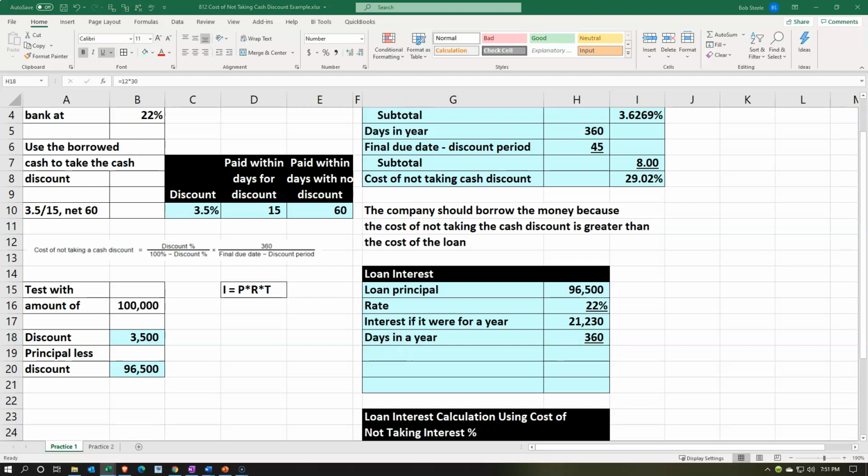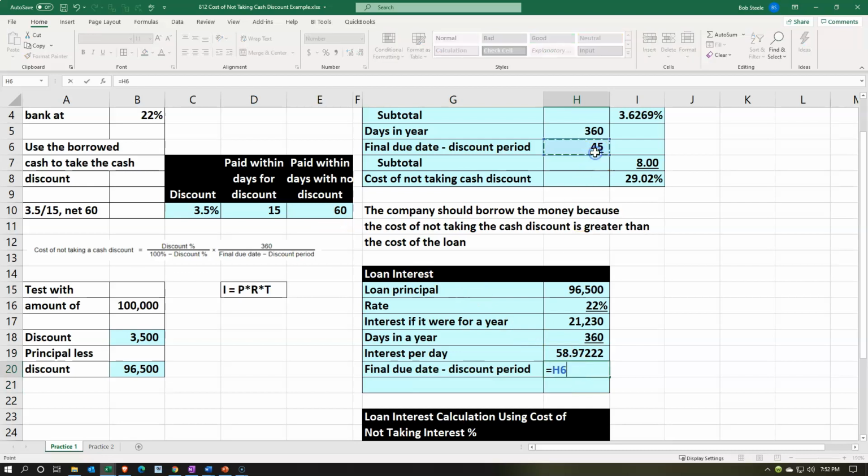So if we're going to break down the interest amount per day, then this is going to be equal to the 21,230 divided by the 360, about that. In terms of the interest per day, let's add some decimals, home tab, numbers, adding a few decimals. That would be the interest about per day. And how many days are we covering here? This is going to be equal to the days we're covering, which is going to be the final due date minus the discount period, because that's how many days we're going to be outstanding, because we're going to pay at the end of 15 days instead of waiting at the end of 60 days. That's a difference of 45 days that we're talking about.